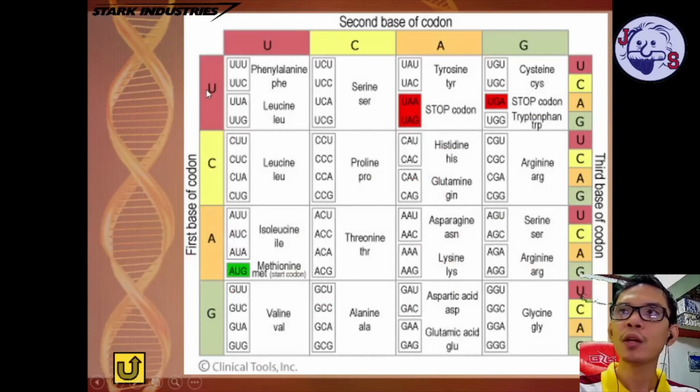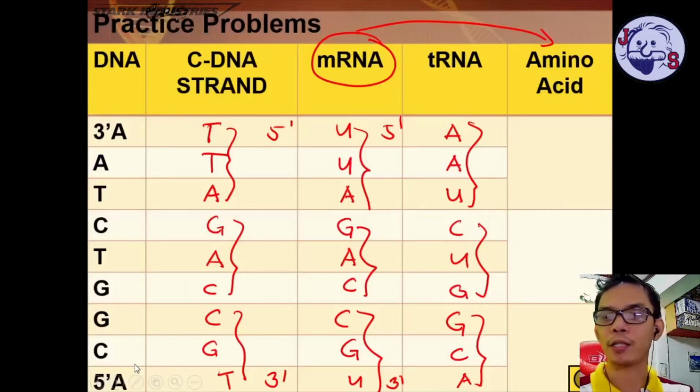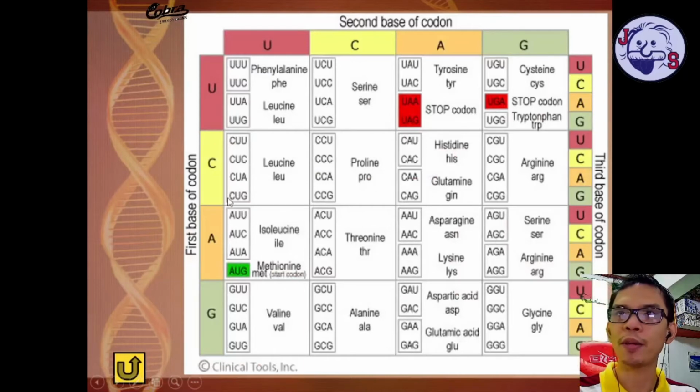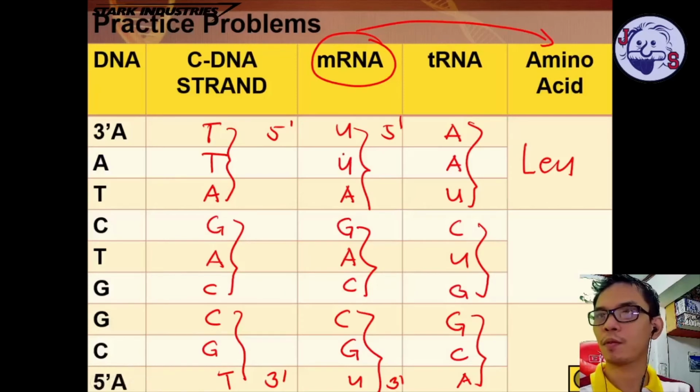That was UUA. Alright, so UUA was leucine, LEU. Next one, we have GAC. Going back to this codon chart, GAC. That was aspartic acid, so ASP. Alright, so we have ASP.